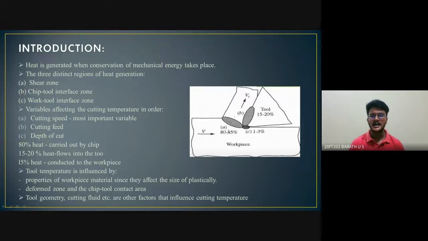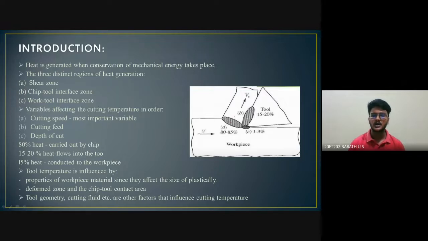First, A is the shear zone. In the shear zone of metal cutting, a lot of heat is generated, about 80 to 85% of the heat. As we see in the image, the metal is separated from the workpiece in this area, and most of the heat is generated here.